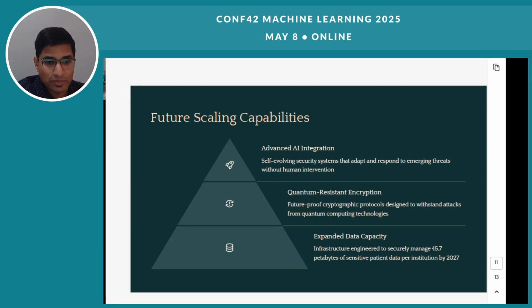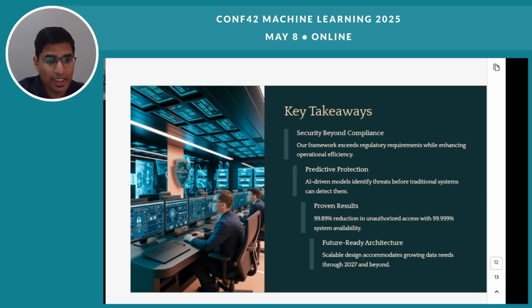And yeah, so going on to the next slide, which is key takeaways. To conclude, this slide reinforces the holistic approach that is needed to architect secure, scalable healthcare systems that are not only compliant but truly resilient, intelligent, and future ready. The first point is security beyond compliance. So build security architecture that exceeds minimum regulatory requirements while driving operational efficiencies.